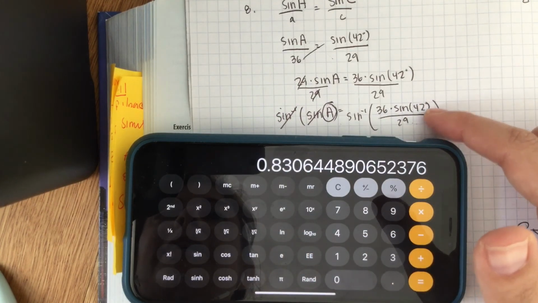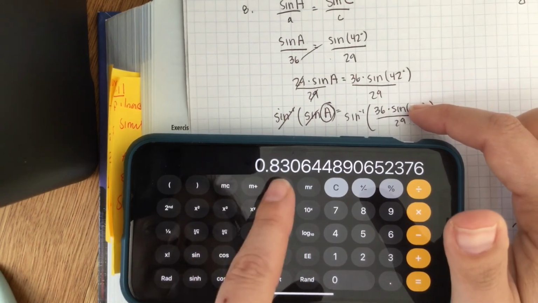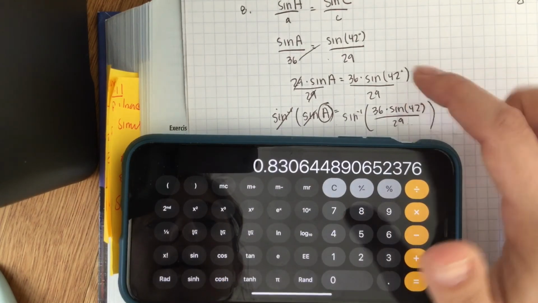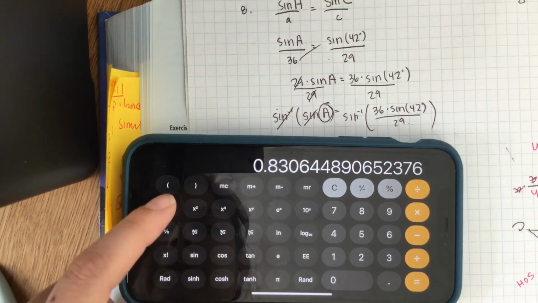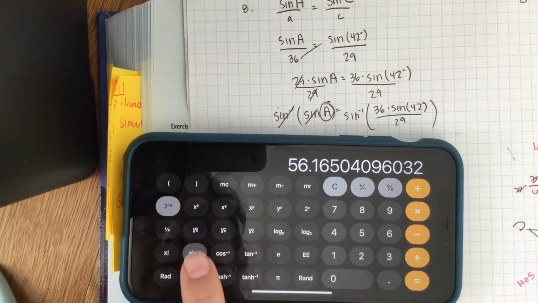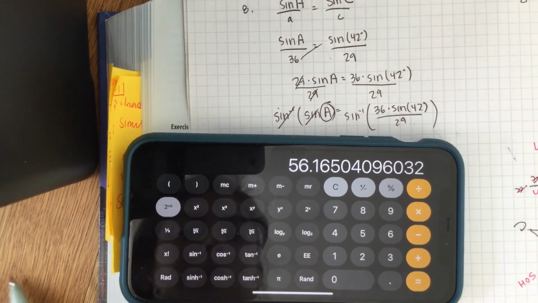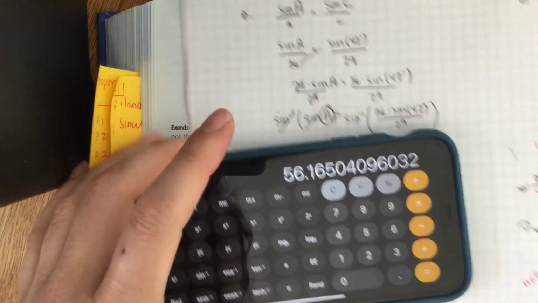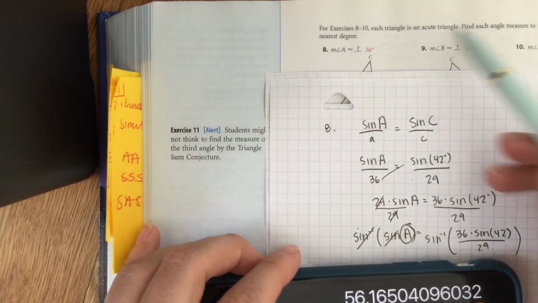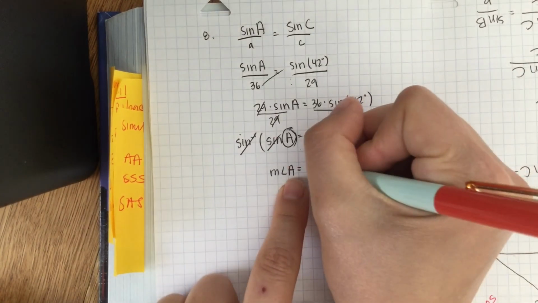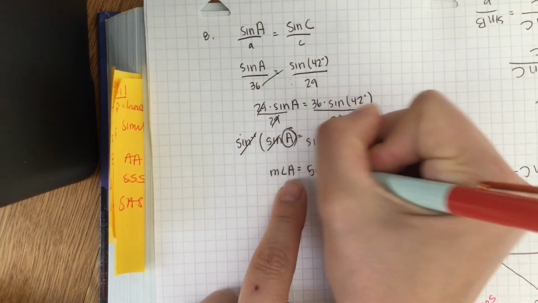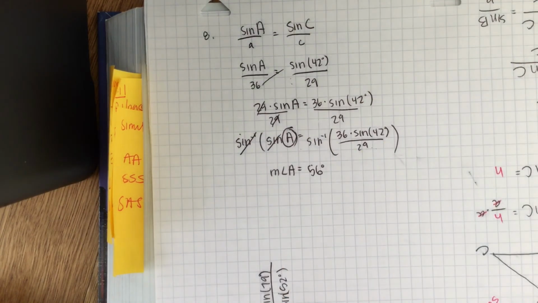So now I'm going to take that ratio that I got, which is 0.83, and I'm going to apply the sine inverse. So right now I need to press the second button so that we see sine inverse. I'm going to press sine inverse, and I get 56.16, and I bet it's going to say round to the nearest whole. Yes, round to the nearest degree. And so 56.1, the 1 tells the 6 to stay the same, so we get 56 degrees.